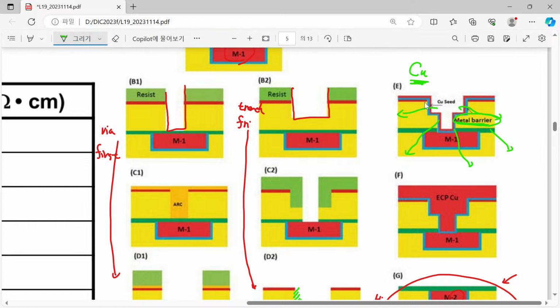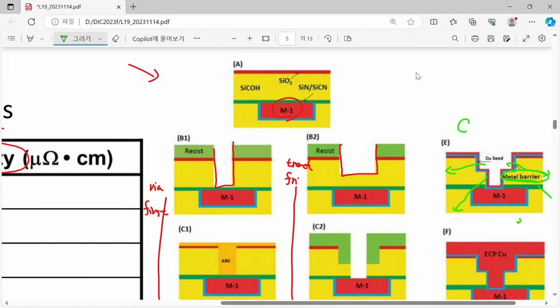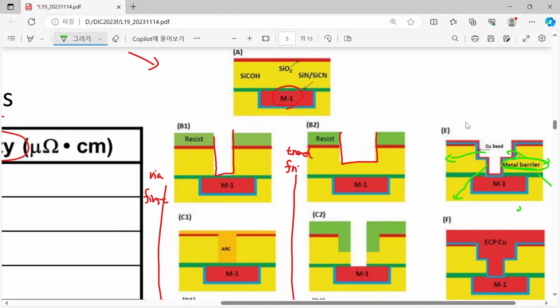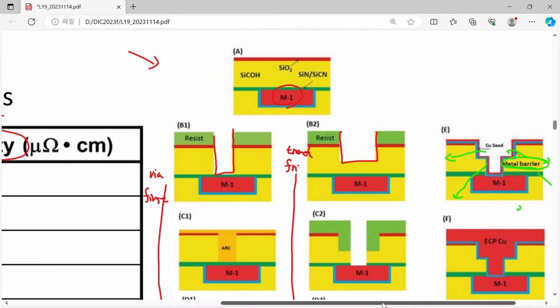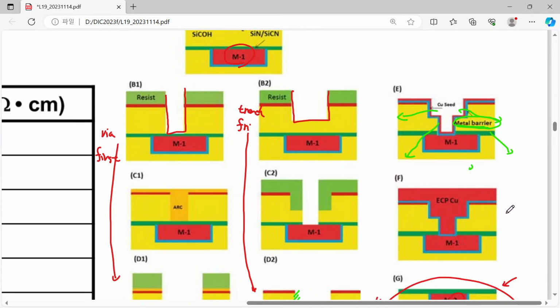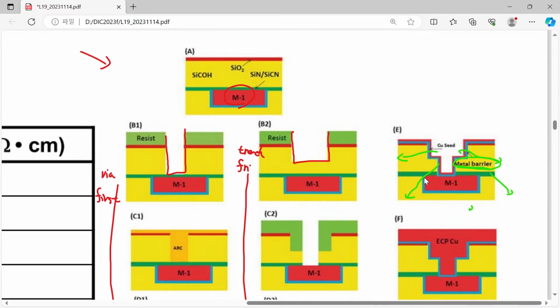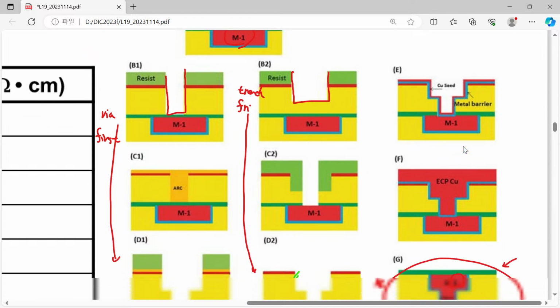So we introduce, well, again the pencil is stuck, but let's wait for a while. Okay, so with this barrier metal, we can prevent the diffusion of copper. So that is our way to make copper wire.